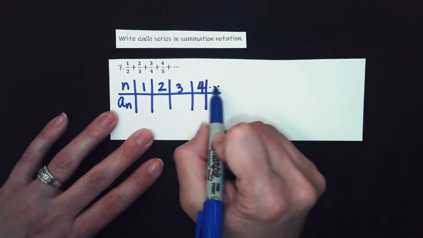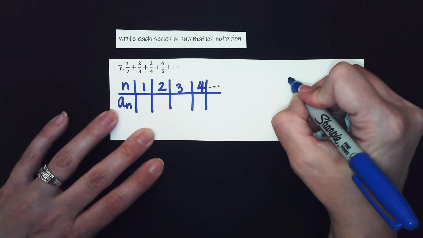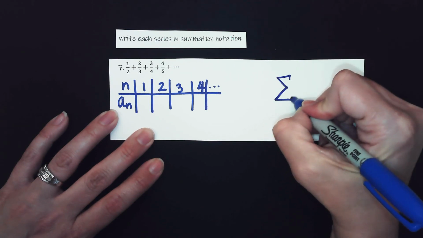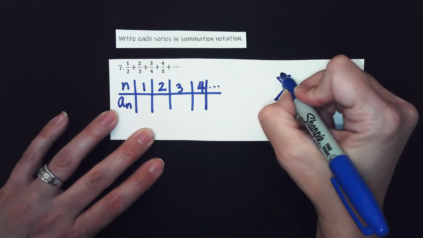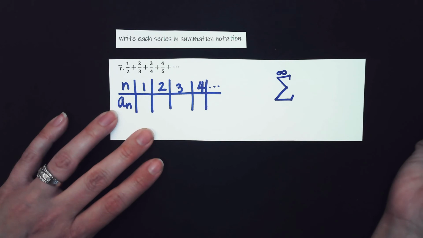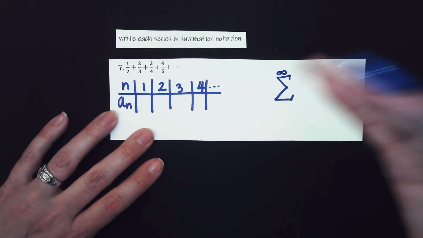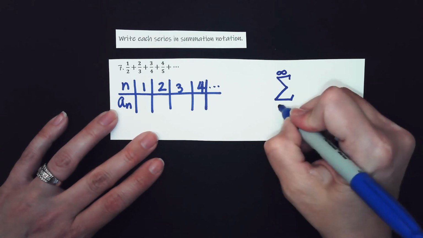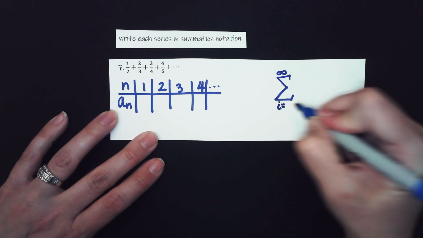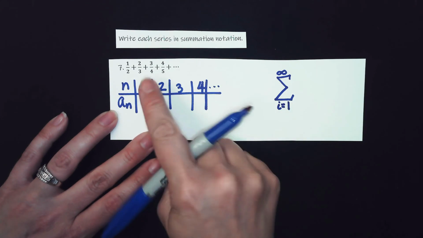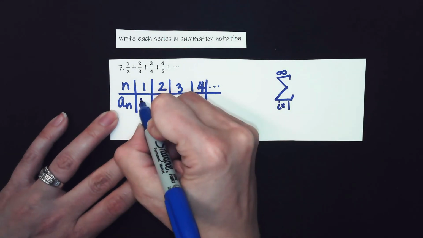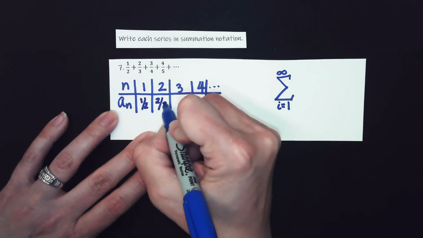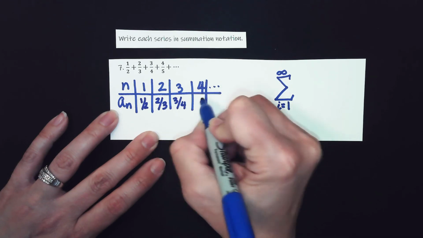All right, so right there with my, if I'm writing my summation notation over here, I know it's going on forever, so I know I have infinity on top. And this time, just because it's going to use other variables, I'm going to use the variable I. And I'm going to start at the first term. Okay. This one was 1/2, 2/3, 3/4, 4/5.